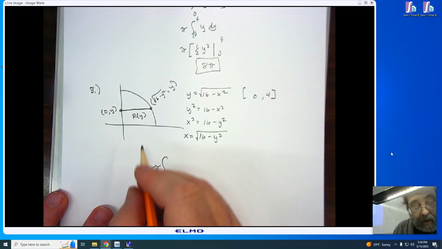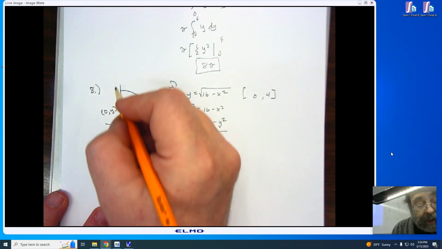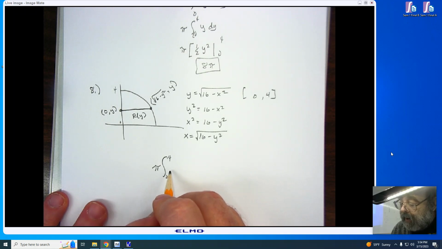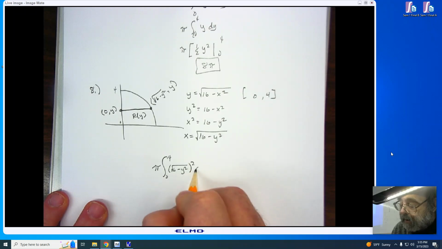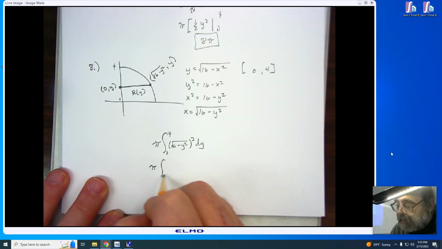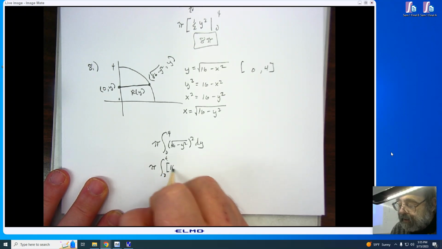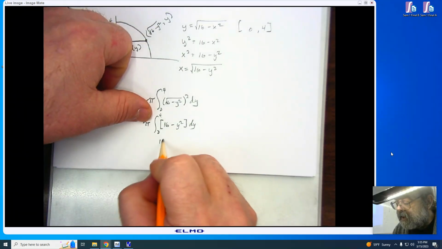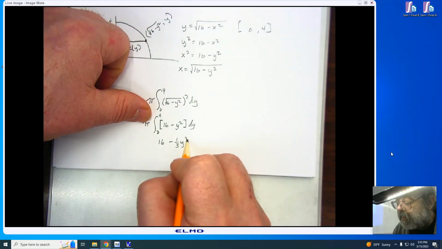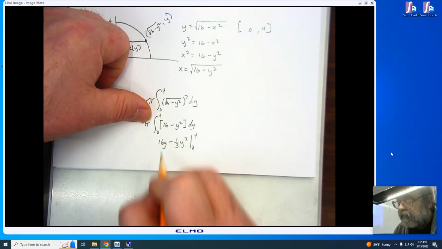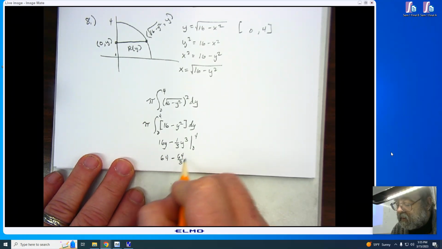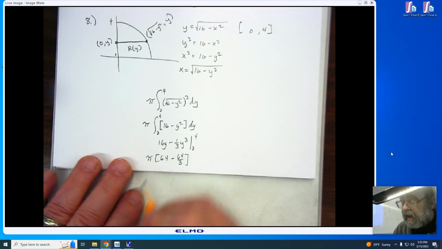Pi integrated, and we're going from 0 to 4 again. So 0 to 4, and we have the square root of 16 minus y squared, squared, dy. For pi, 0 to 4, 16 minus y squared dy. This is giving me 16y minus 1/3 y cubed from 0 to 4. So I have 64 minus 64 thirds, and that's multiplied by pi.